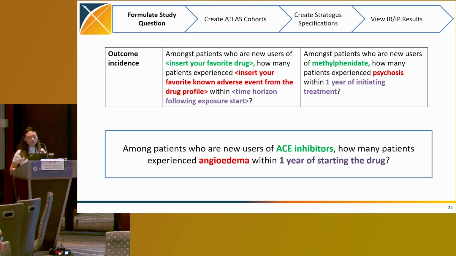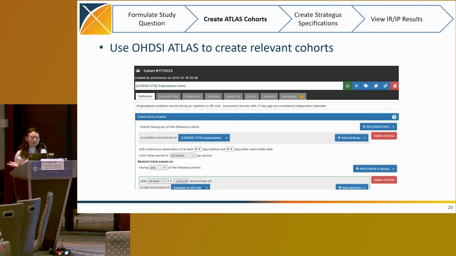Okay, so starting with formulating your study question, this is something you saw with the handouts. This is just a formulaic kind of research question that you can form. I put an example here: among patients who are new users of ACE inhibitors, how many patients experience angioedema within 1 year of starting the drug? That's something you can answer with incidence rates.